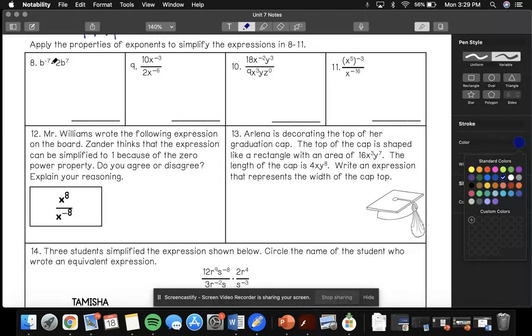Okay, and my gut instinct is to move the negative exponents first. So I'm going to move this down to the denominator. Okay, and when I do that, I can make it a positive.